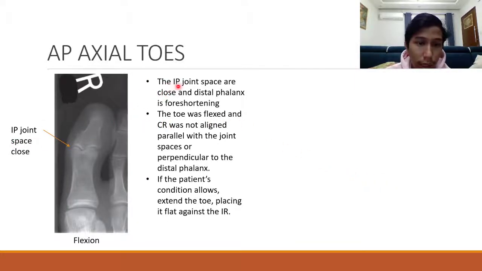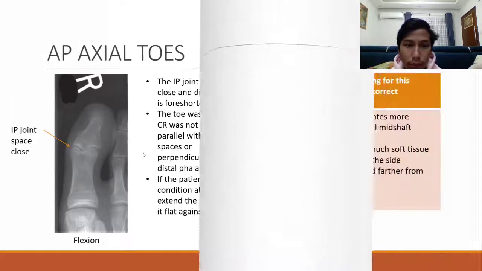So the IP joint space is closed and the distal phalanx is foreshortened. The toe was flexed and the CR was not aligned parallel with the joint space or perpendicular to the distal phalanx. If the patient's condition allows, extend the toe, placing it flat against the IR. So we can see this IP joint is closed and the distal phalanx is foreshortened. So this is a flexion.